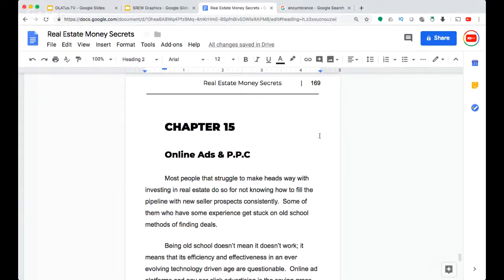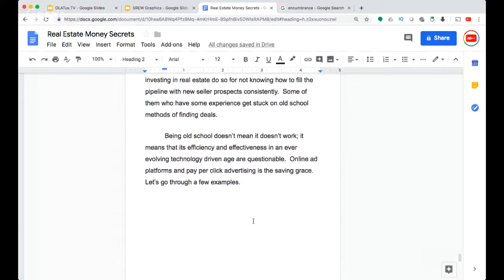Chapter 15, Online Ads and P.P.C. Most people that struggle to make headway with investing in real estate do so for not knowing how to fill the pipeline with new seller prospects consistently. Some of them who have some experience get stuck on old school methods of finding deals. Being old school doesn't mean it doesn't work. It means that its efficiency and effectiveness in an ever-evolving technology-driven age are questionable. Online ad platforms and pay-per-click advertising is the saving grace.